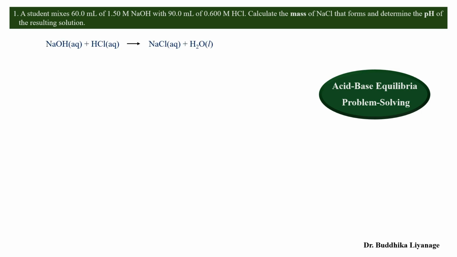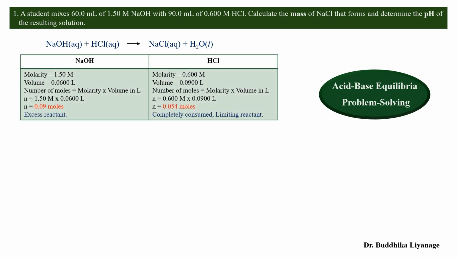Let's write the equation. Sodium hydroxide, a base, plus HCl, an acid, form salt and water. For this reaction, the molarity of the sodium hydroxide is 1.5 molar, and the volume is 60 milliliters. Convert into liters by dividing by 1000: 0.0600 liters. The number of moles is molarity times volume in liters, 1.50 molar times 0.06 liters. After you calculate, you can see it is 0.09 moles.